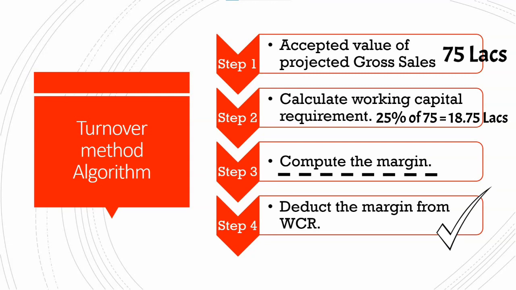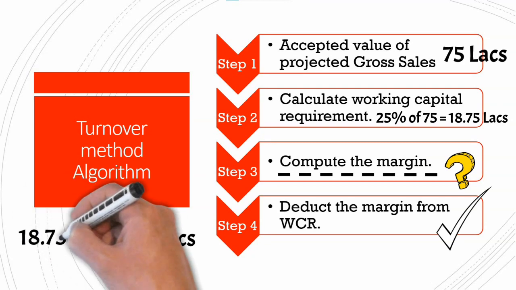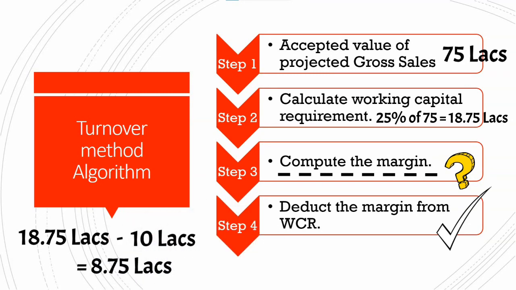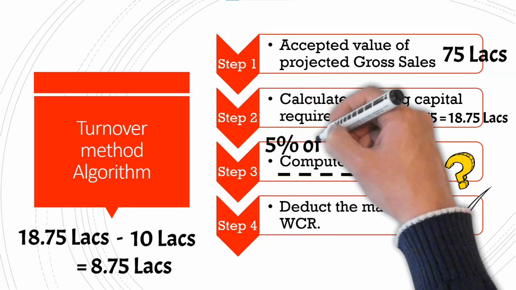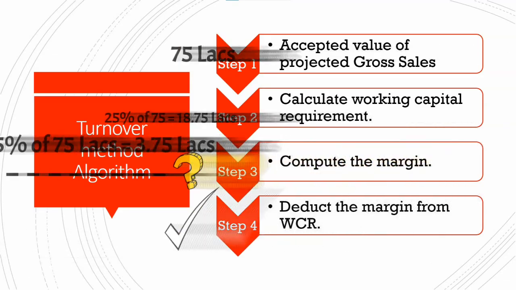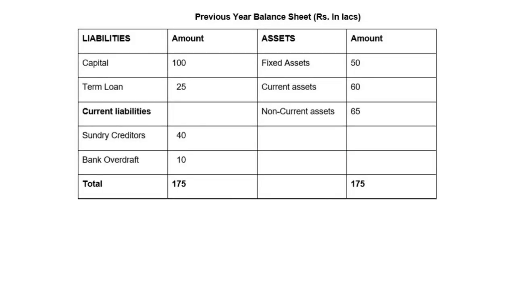Now, going by this example, what could be the maximum margin so that our renewal sails through smoothly? Remember, we are renewing a limit of 10 lakhs, right? The maximum margin without a botheration could be 8.75 lakhs. Now 5% of the gross sales, which is one of the possibilities of margin, is perfectly alright. But before you celebrate, take a look at their previous year's balance sheet to find out the other possibility of margin component.